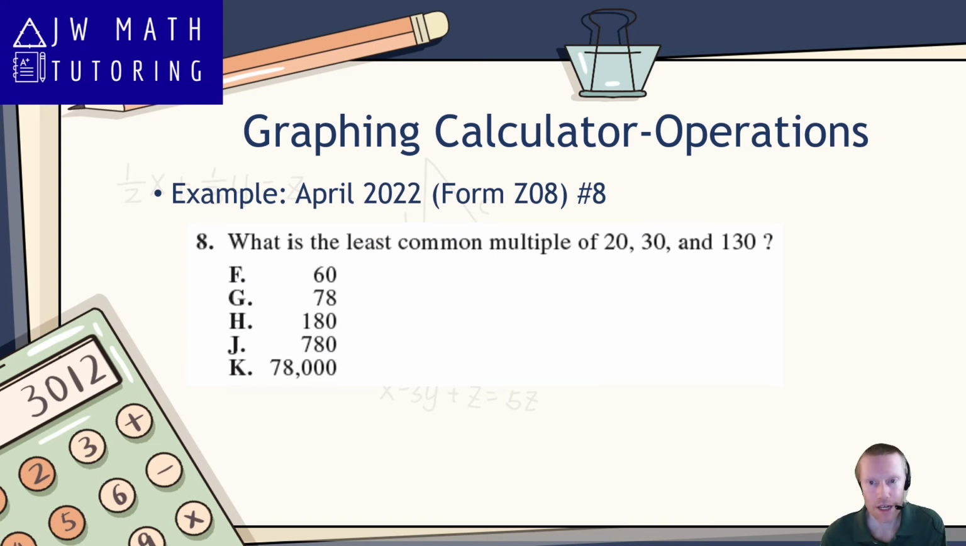Now let's take a look at another problem. This is from, again, April 2022. It's from Form Z08, and it is problem number 8. It's asking for the least common multiple of 20 and 30 and 130.